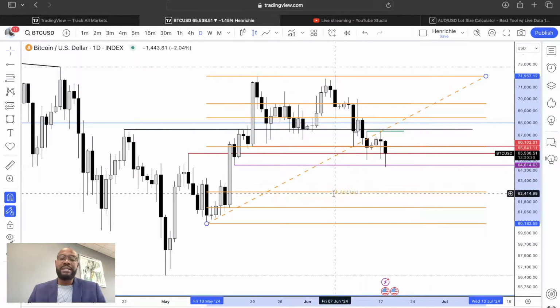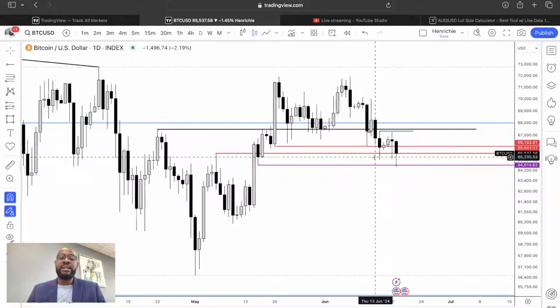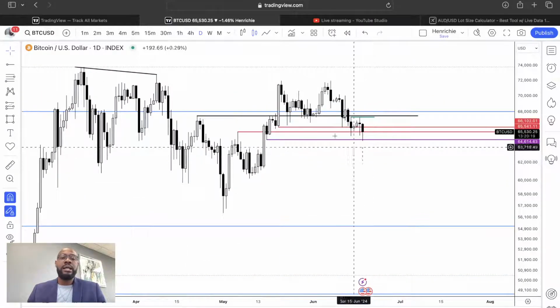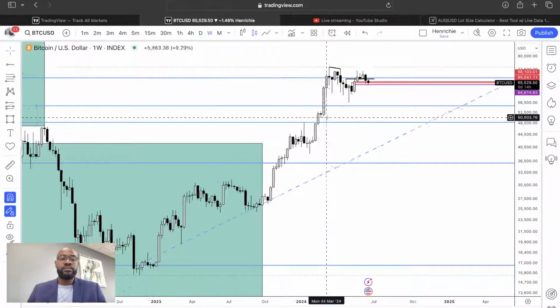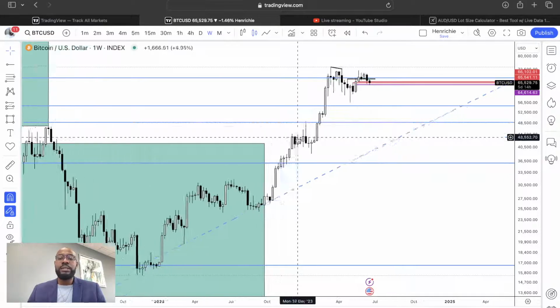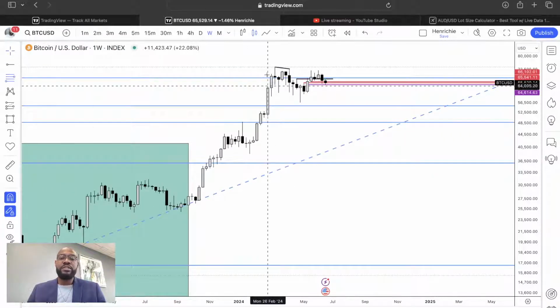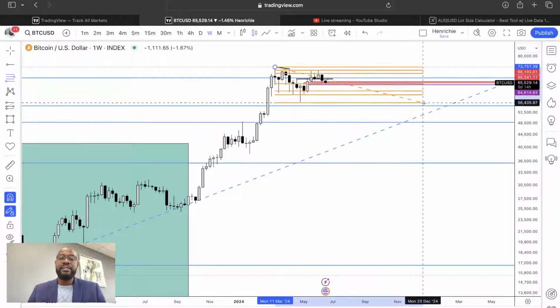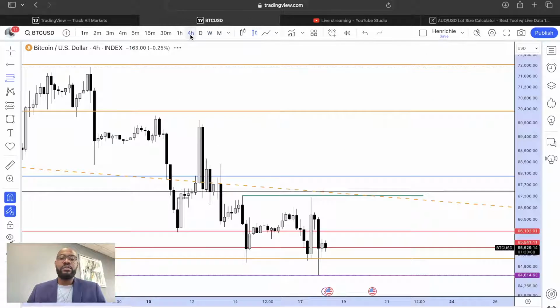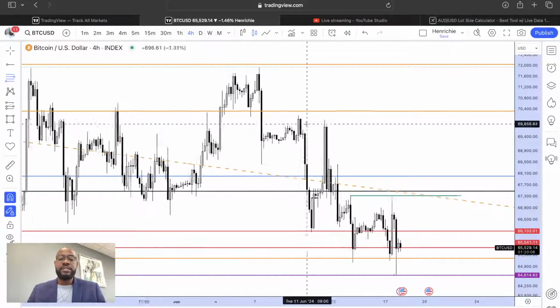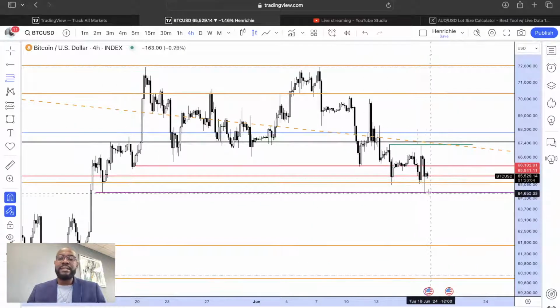If we want to buy, we want to buy at a discount. And right now, price is currently at a discount position. And if we go to weekly time frame, using our Fibonacci from this high to the low, we'll go to 4-hour time frame. You can also see that also aligns with discount position.